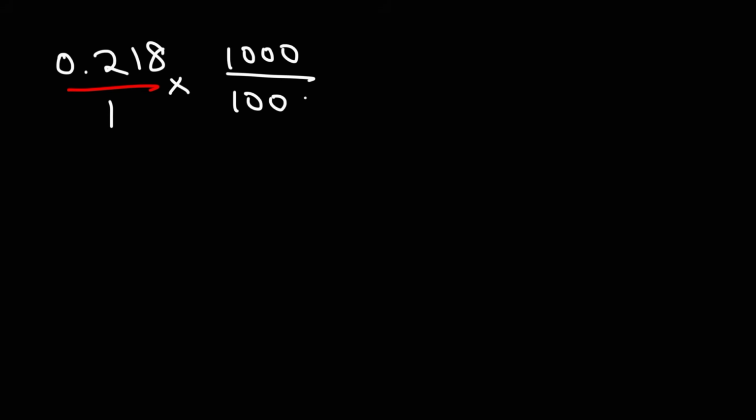Now what about 0.218? What is 0.218 as a fraction? Now this time, this one is rounded to the nearest thousandth. So we're going to multiply it by 1,000 over 1,000 to get rid of the decimal. 0.218 times 1,000 is 218. And 1 times 1,000 is 1,000.